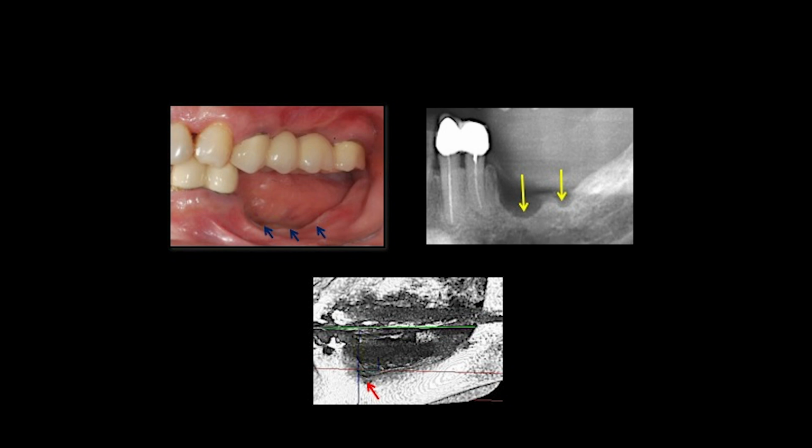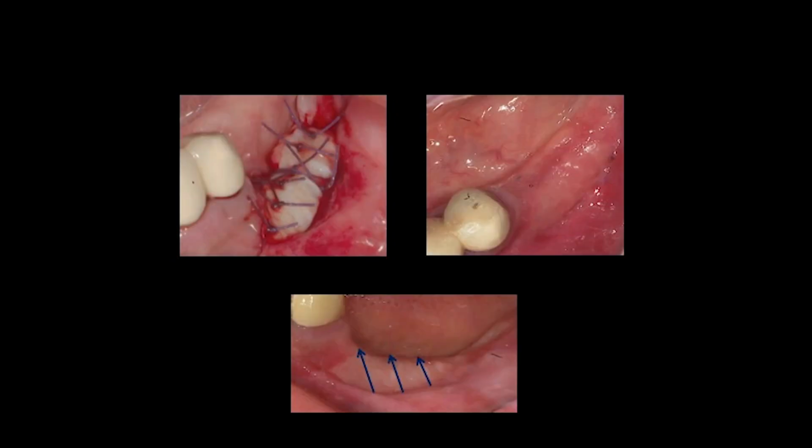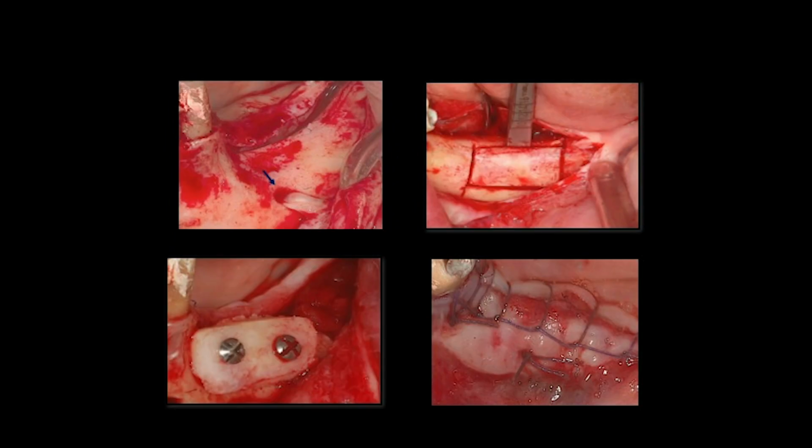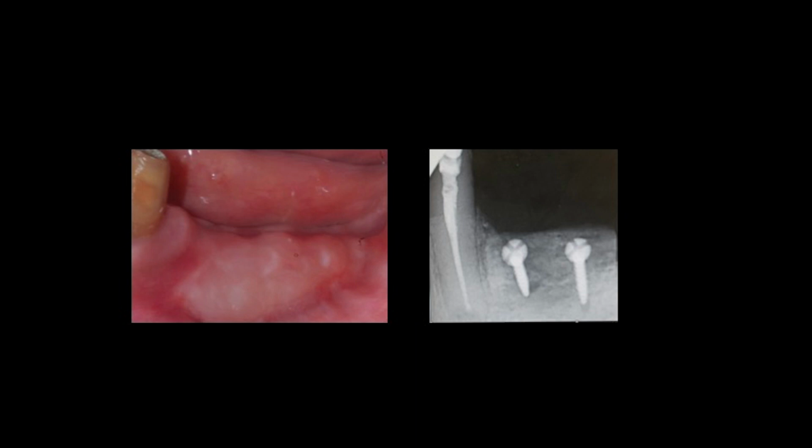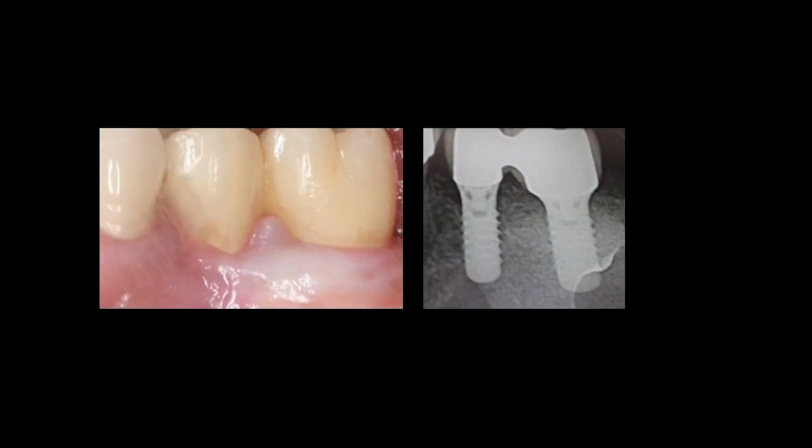We first did soft tissue augmentation, FGG, and after 8 weeks of healing, we opened the flap and located the mental nerve. We took a ramus graft, fixed it at the site, and closed it with a continuous lock suture and horizontal apical matrix. This is after healing, with excellent soft tissue and vertical bone gain. We put the implants, splinted them, and this is the prosthetic part after 3 years of healing.